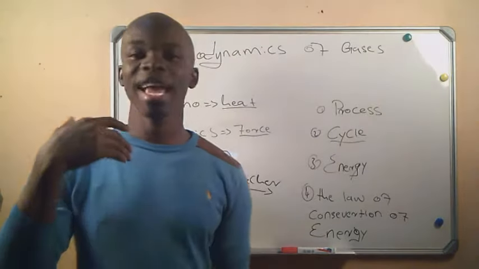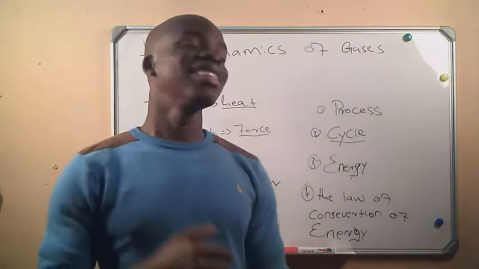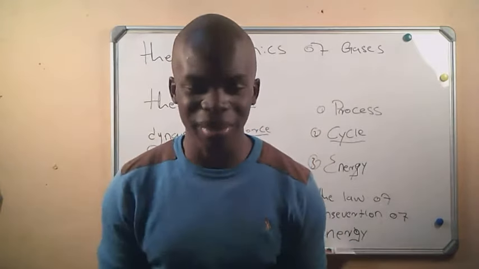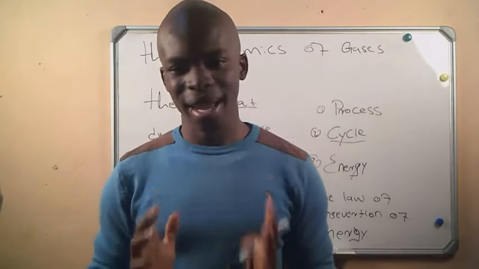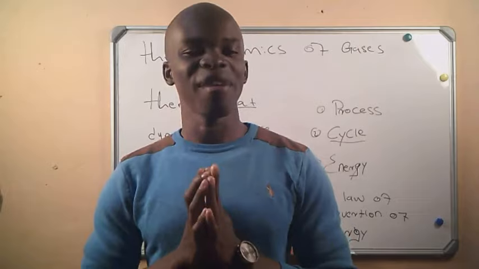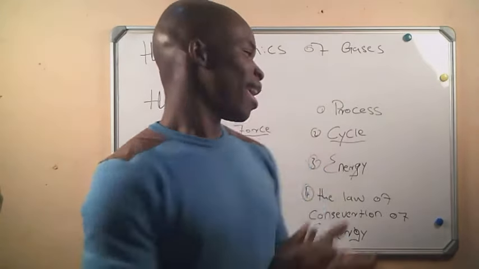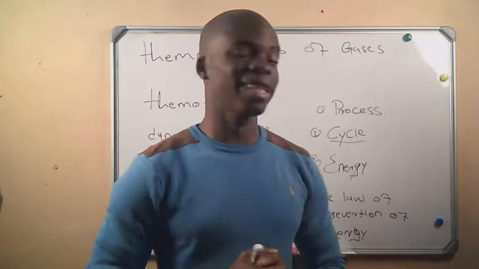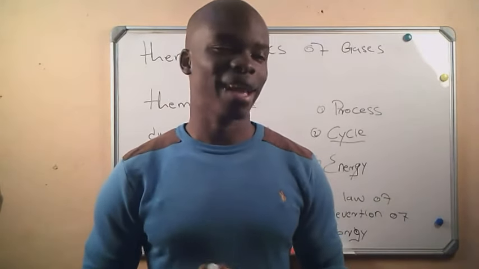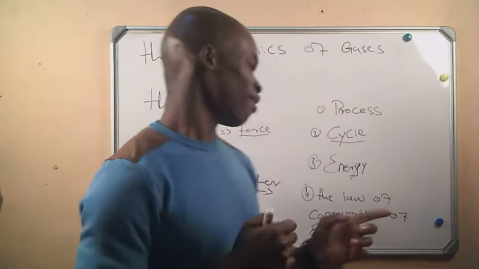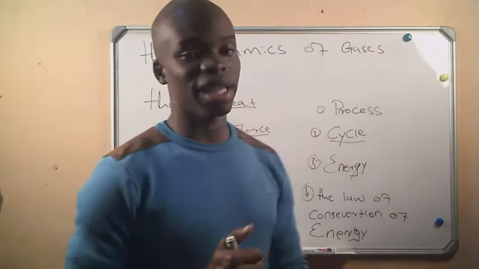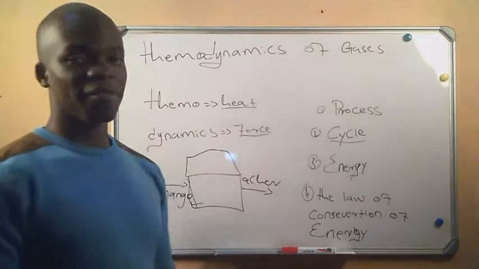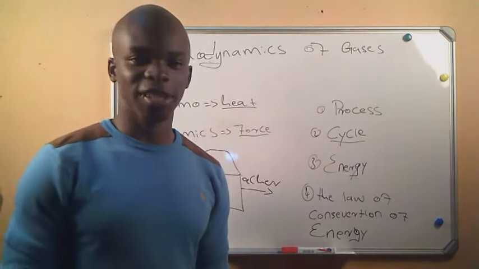Then we have energy. With this one, energy will always be the ability to do work. There is no definition for N5 and a definition for N1. Energy, like we learned in grade 3, is the ability to do work. Never try to complicate life. The best definition for energy is the ability to do work. Then we have the law of conservation of energy.